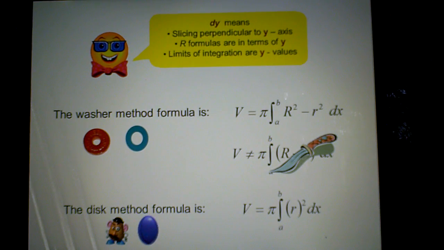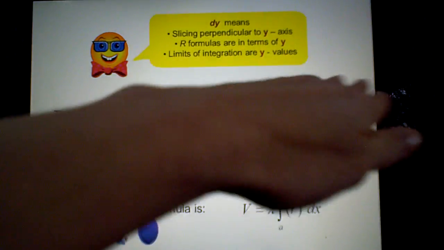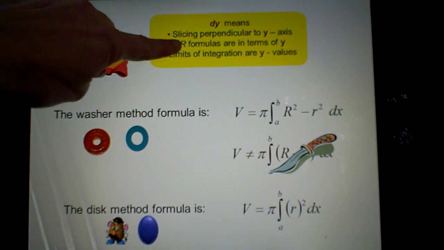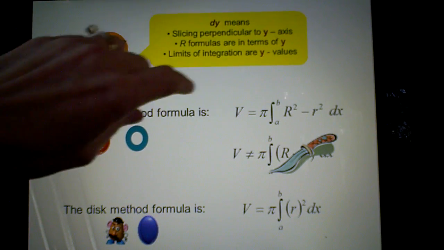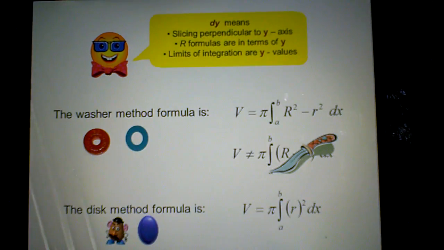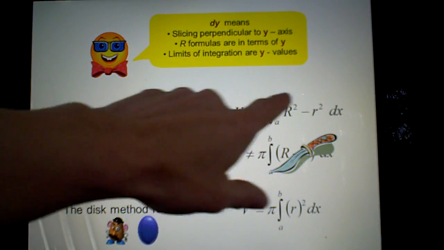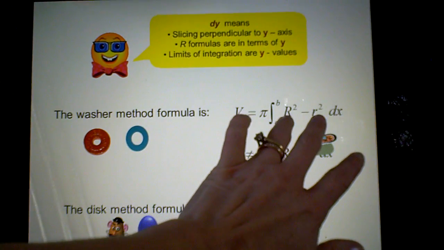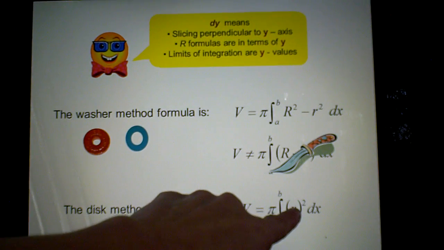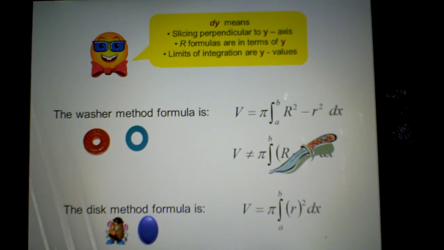dy means you're slicing this way, perpendicular to the y-axis. All your radius formulas have to be in terms of y. Your limits of integration all have to be y numbers. But the actual formula never changes. It's pi r squared. It's a circle. You're taking a circle and you're revolving it and spinning it. So pi, what if you have a hole? Then you have 2 radiuses to deal with, or radii to deal with, dx. Or if you don't have a hole, you only have 1 radius to deal with.